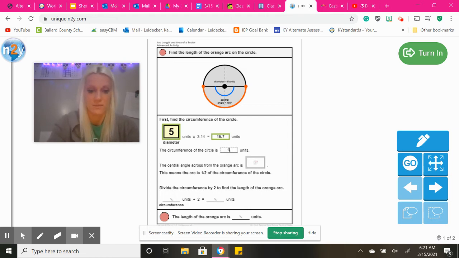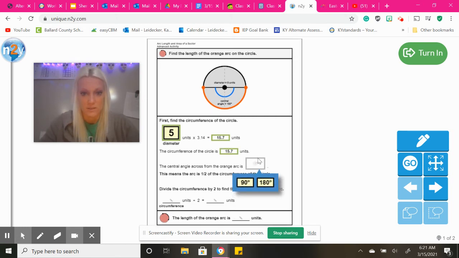The center angle across the orange arc is 180 degrees. Then it says divide the circumference by 2. This means the arc is half of the circumference of the circle. So we're going to divide the circumference by 2.